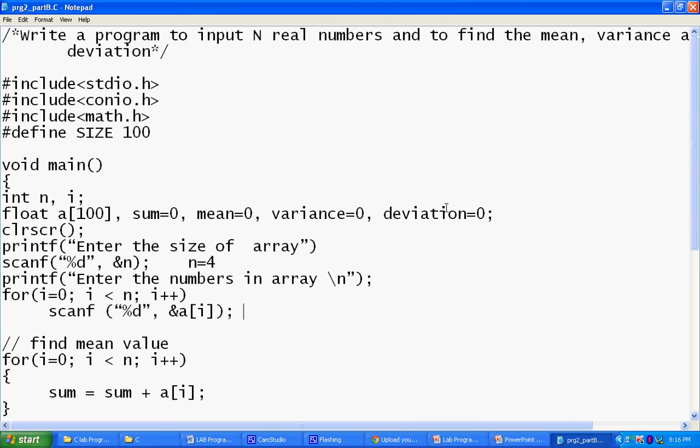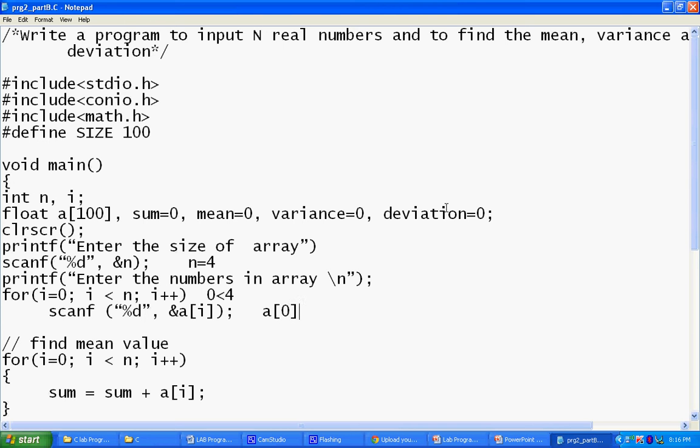Enter the numbers in arrays. First, the value of i is equal to 0 here. It goes for checking the condition 0 less than n. The value of n is 4 here. 0 less than 4, the condition is true. In the scanf statement, it goes for reading a of 0 position. In a of 0 position, we have to enter some value.